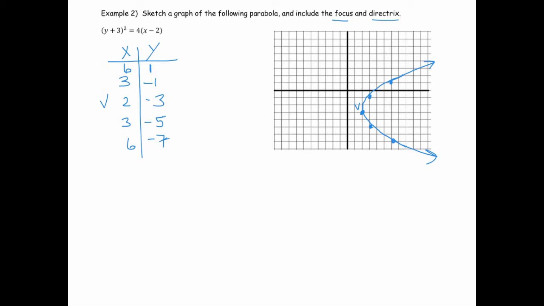Alright, now let's deal with finding the focus and the directrix. Now, that's going to involve finding that p-value, which is the focal length. And in order to do that, just remember that the way this parabola is written could confuse you a little bit. If you want to find the focal length, you really want to write it like this.